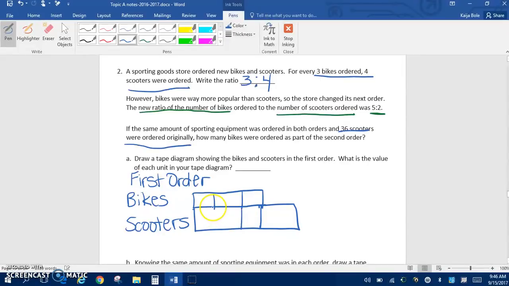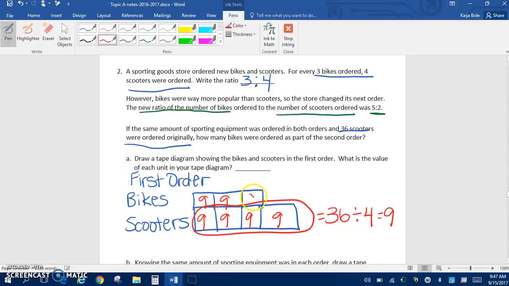Make sure they're connected. We know that up here it said originally 36 scooters were ordered. So in this first order, all of the scooter boxes equals 36. We have 4 boxes. 36 divided by 4 is 9. So each box represents 9. Go ahead and fill those in, and we can put that on the line up here. So that's the first order.